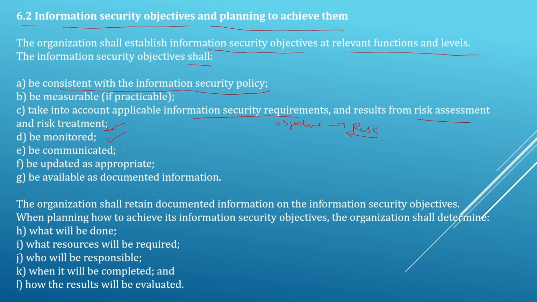Are we not meeting it? How are we progressing on the objective? Be communicated. Inform your functional teams, your departments, that these are the security objectives that we have defined for your department, and this is how we are going to meet them. It has to be communicated.